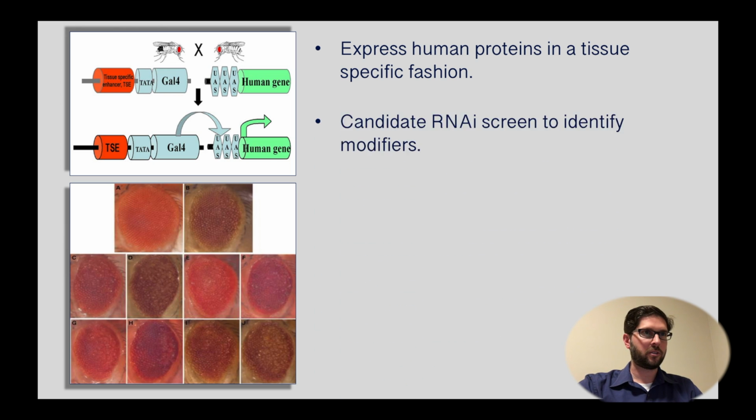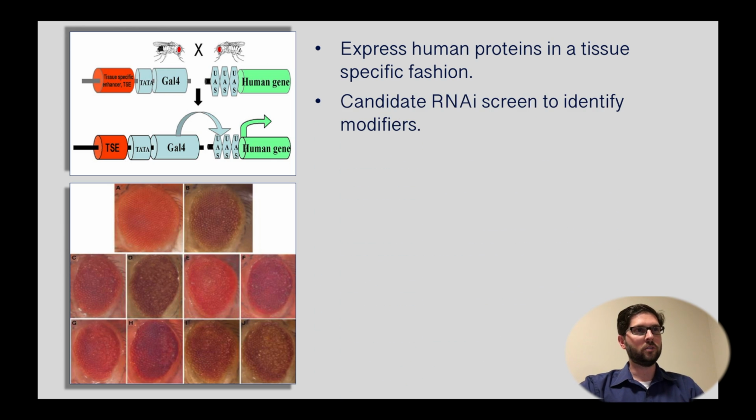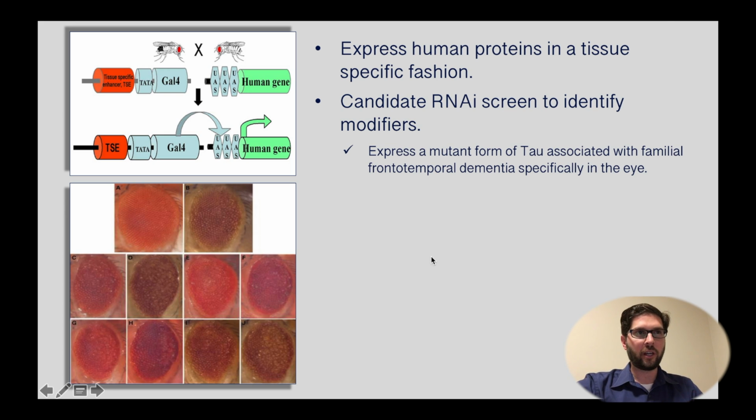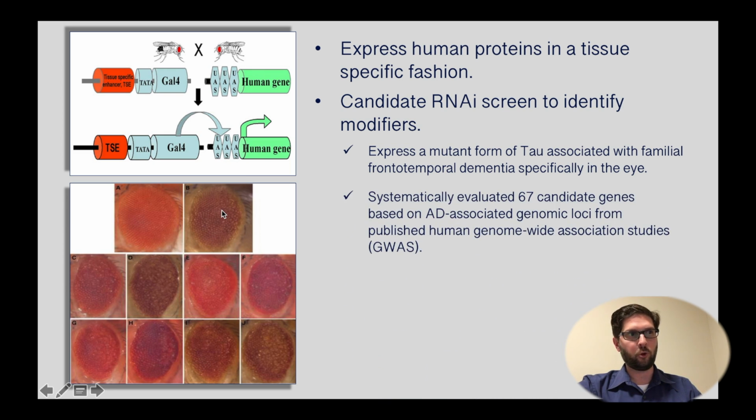An example of this was performed in Mel Feeney's lab, where they utilized the Gal4 UAS system to perform an RNA interference screen. And what they did here was they expressed a mutant form of tau protein, and the mutant forms of tau are associated with familial frontotemporal dementia, and they expressed this mutated form of tau specifically in the developing eye of the fly. You can see here, this is a normal-looking adult Drosophila eye, and this eye right here is a fly eye that is expressing this mutated form of tau.